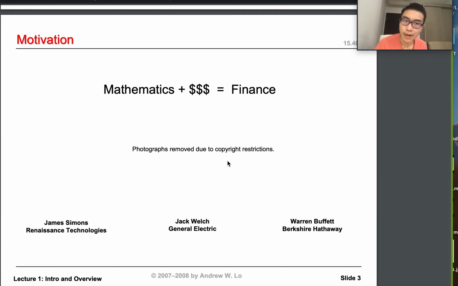You may know or may not know them, but I actually think you may know 2 of these 3 persons. You might not know all 3 of them, but definitely all 3 of them are of utmost importance in the field of finance. So first, James Simons. I think if you're American, you know him better.